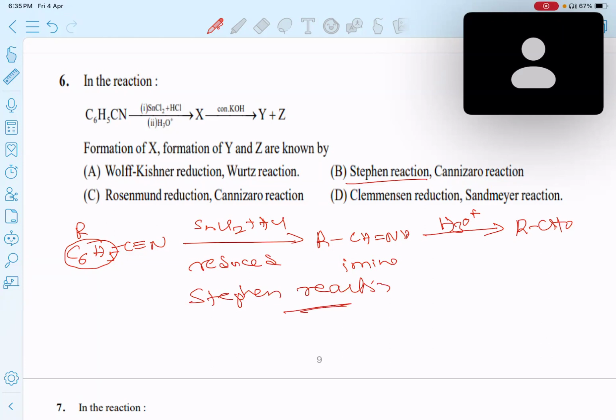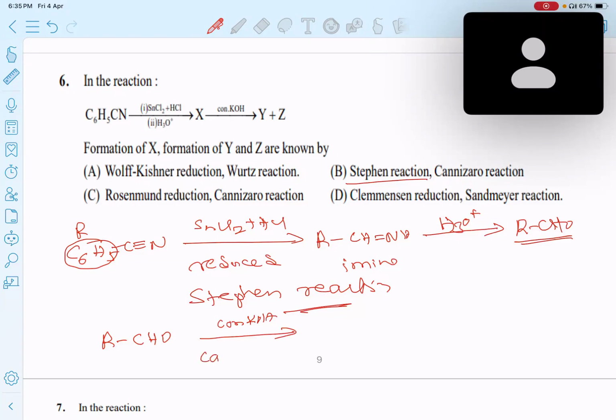We studied this in the chapter aldehydes, ketones, and carboxylic acids, under the concept of the preparation of aldehydes and ketones. Under that we studied this reaction, the Stephen reaction. Then the aldehyde is treated with concentrated potassium hydroxide or concentrated alkali. So it undergoes the Cannizzaro reaction when treated with concentrated KOH.